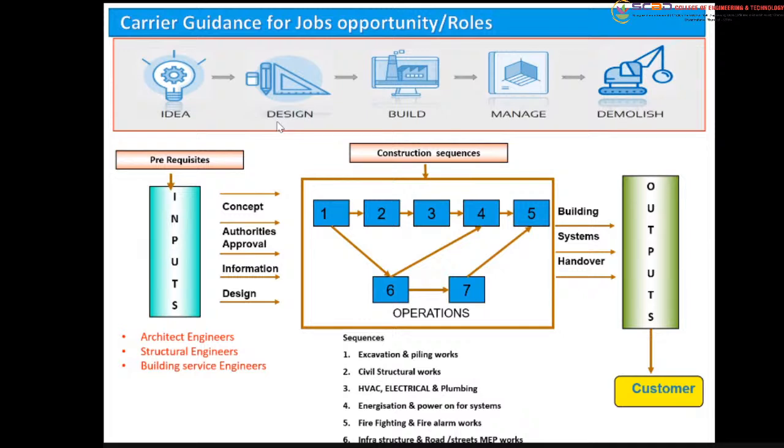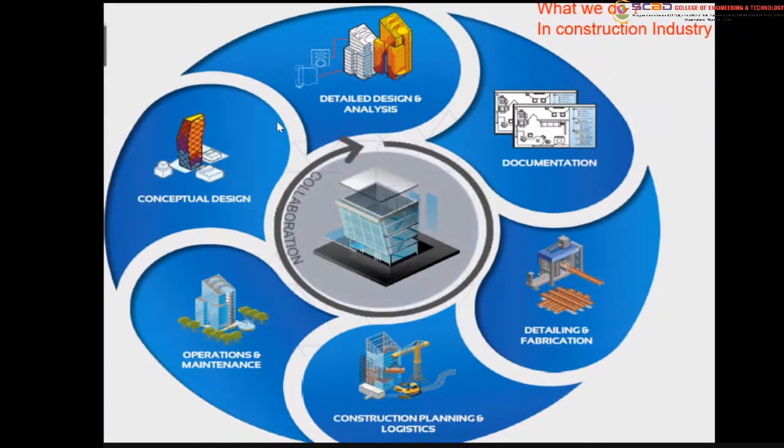Okay. Then comes the outputs. This is the section where manage comes in. Manage means, I think, operation and maintenance. Okay, you have a building, hand it over to the client, and that building needs maintenance. There should be periodical maintenance: weekly, monthly, yearly. So who manages the building to keep the systems running? So this is basically career guidance showing where the jobs lie and where you have a lot of opportunities in this section.